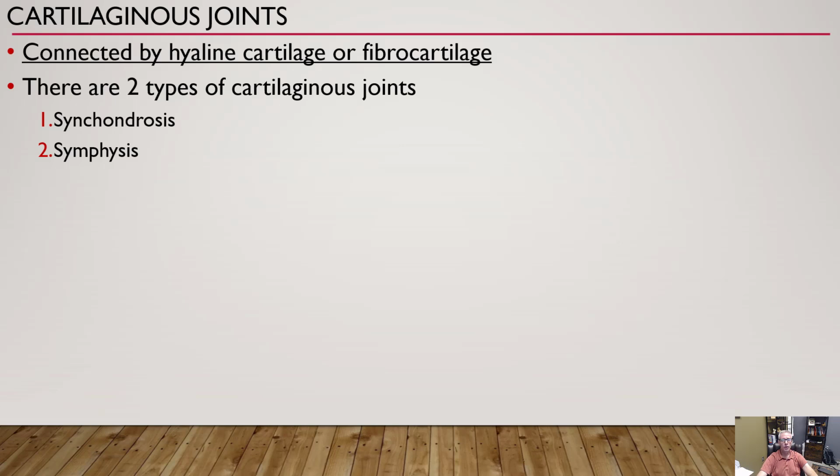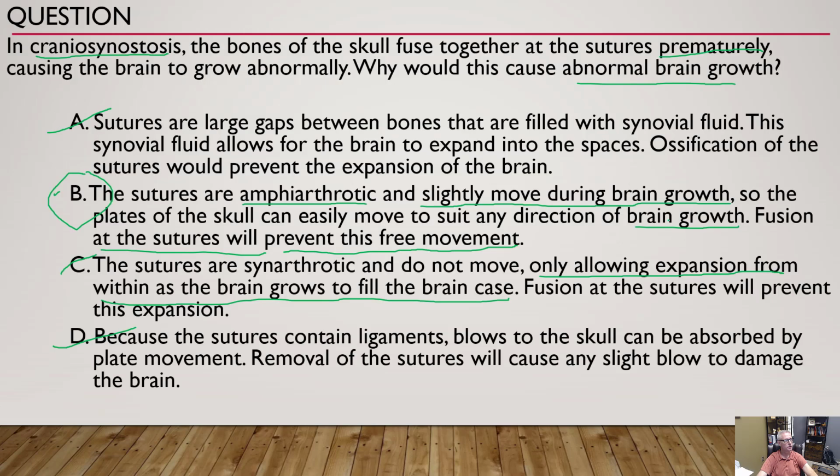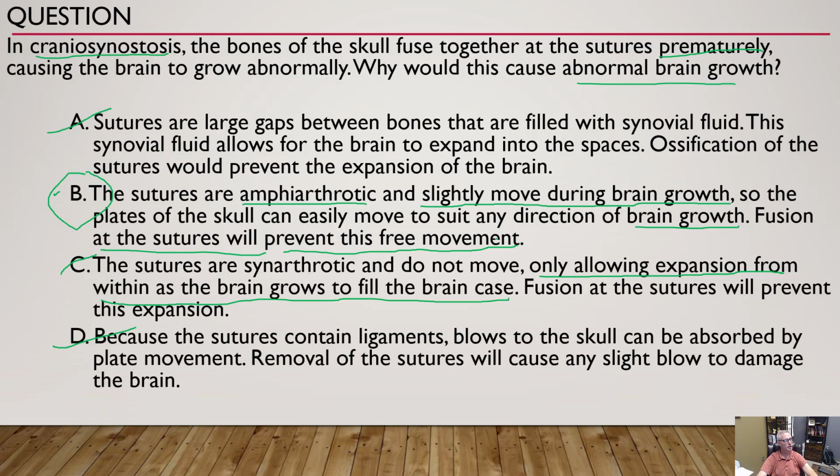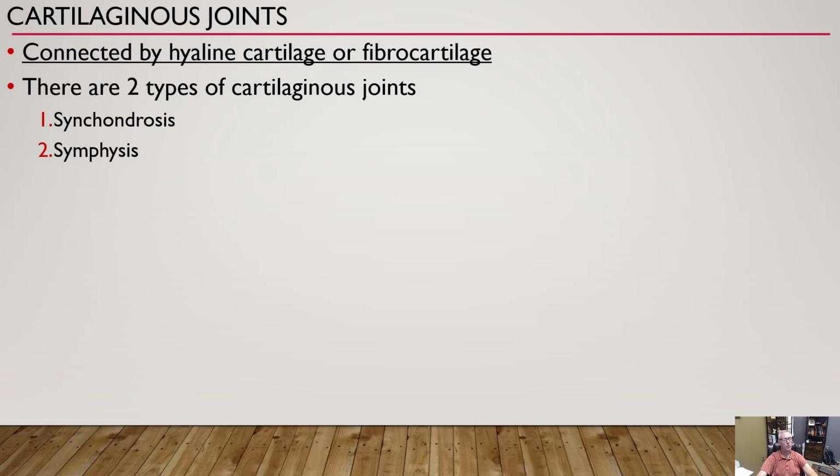All right, so those are the 3 types of fibrous joints: syndesmosis, suture joints, gomphosis joints. Moving on to cartilaginous joints. We have 2 types. Remember that cartilaginous joints, easy to remember: hyaline cartilage, fibrocartilage. We have synchondrosis and symphysis joints.